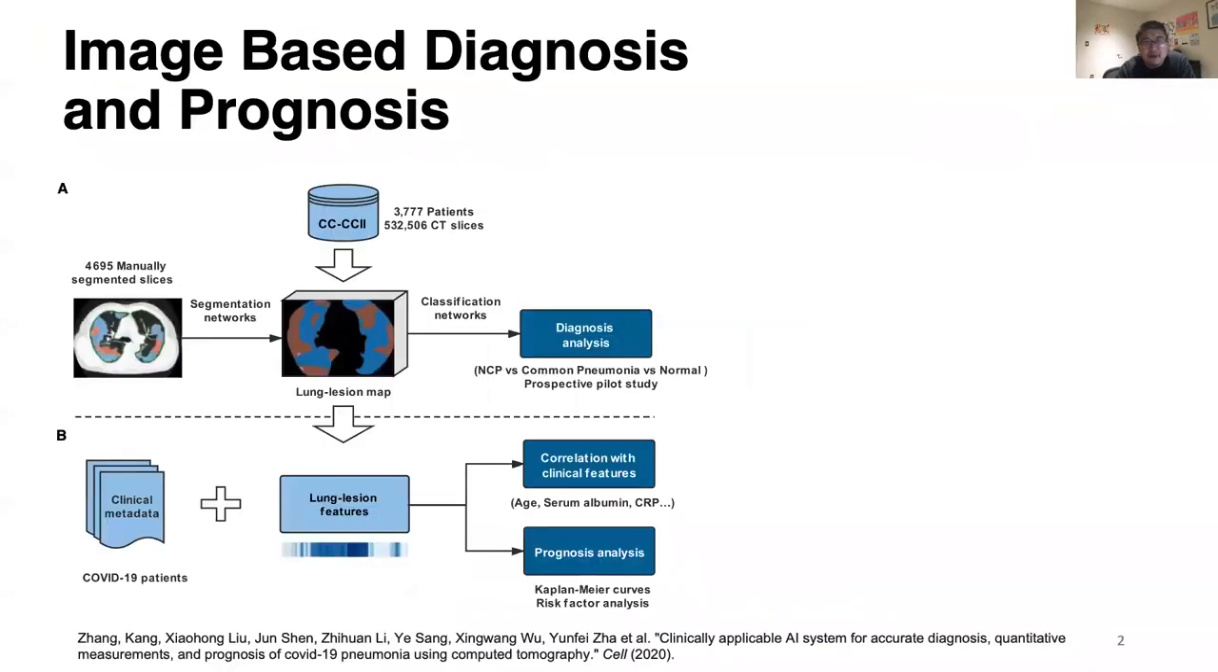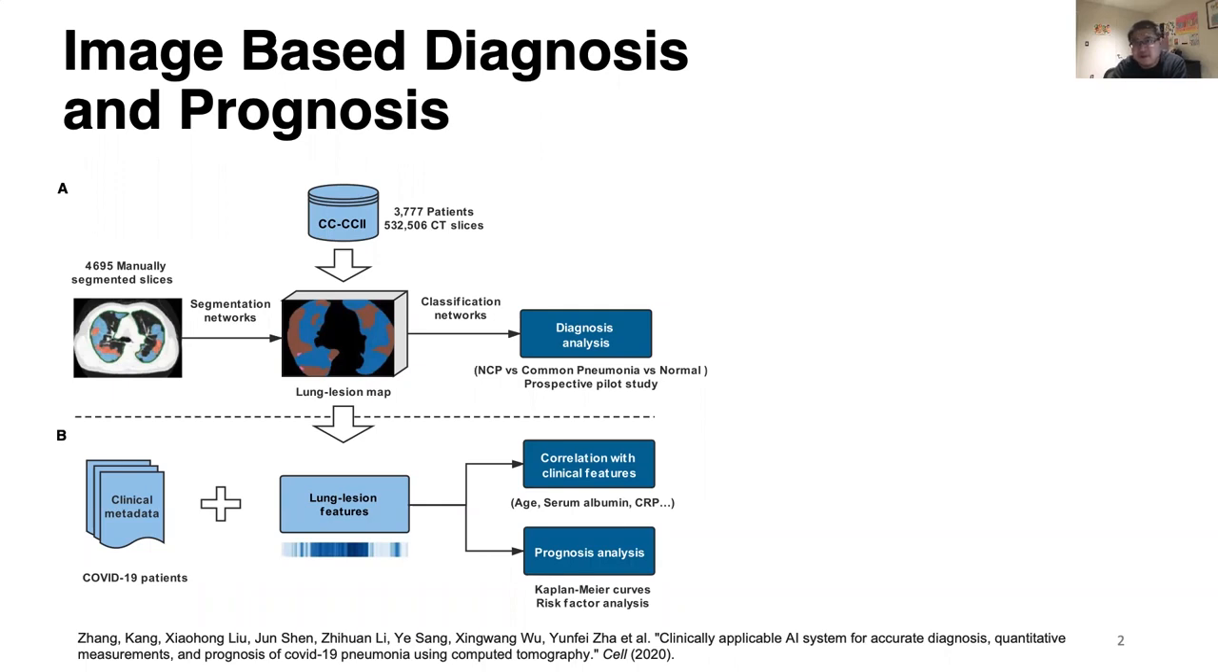This is one of the early works published in Cell last year, on developing an AI system to analyze lung CT scans to help with the diagnosis and prognosis of COVID-19. This figure has two parts. The top part, portion A, stands for the workflow of this framework. The authors obtained a large CT data set from the China Consortium of Chest CT Image Investigation. It includes 532,000 CT images from COVID-19, common pneumonia, and normal controls.